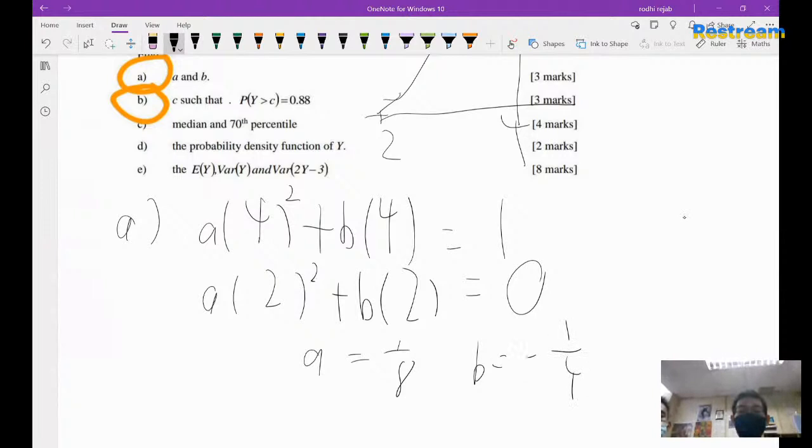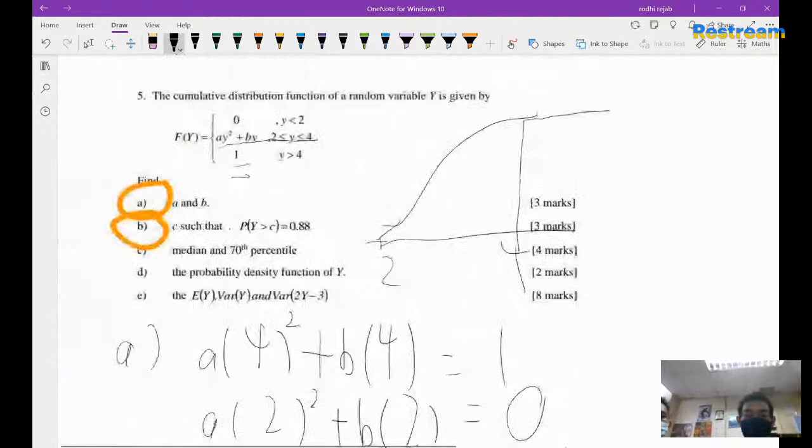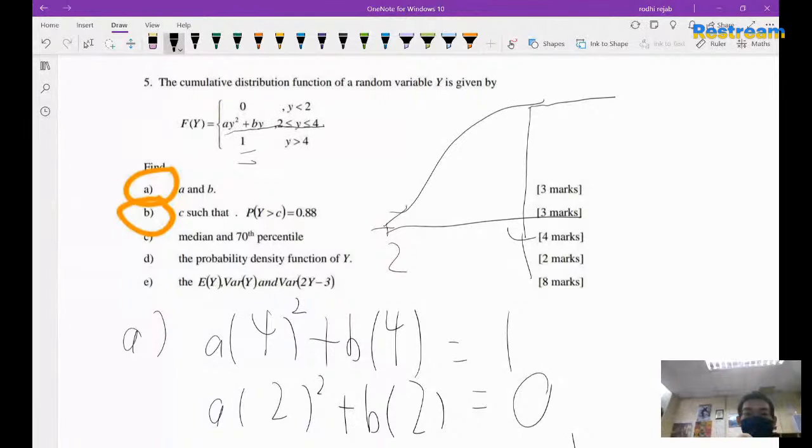You can do simultaneous equations, or you can just press your calculator for the unknowns, with 2 unknowns, and you should be able to get the answer as well. For question A, it is quite simple: you need to form the two equations for A and B, and you can find A and B straight away. We need to understand that since this is cumulative, 4 is the max, so the probability when y equals 4 is 1, and the probability when y equals 2 is 0. Once you know that, you can form the equations, do simultaneous equations, and get A and B.